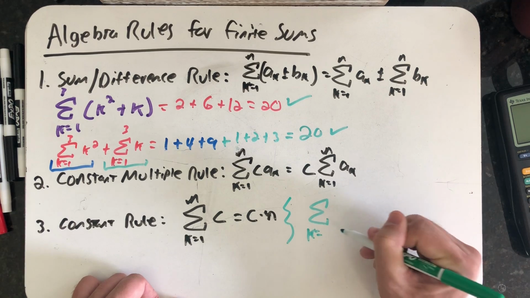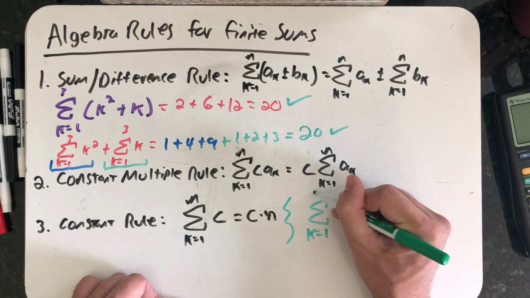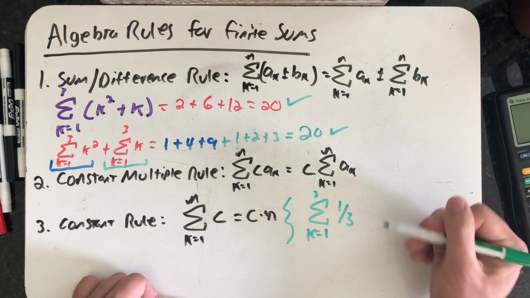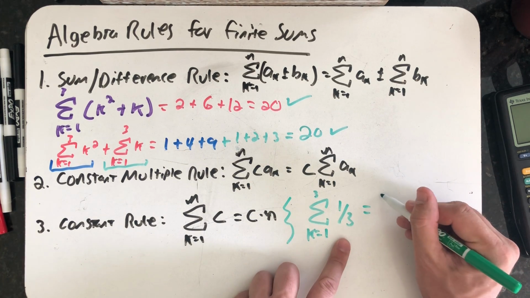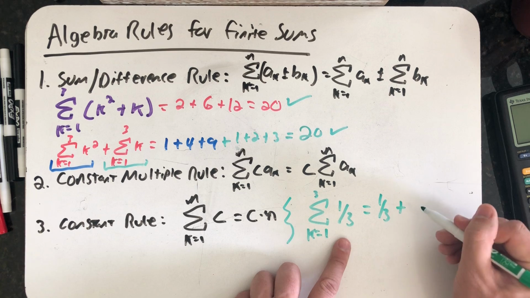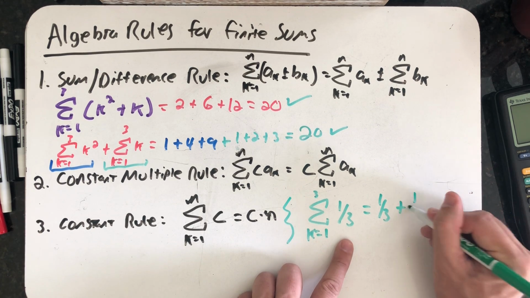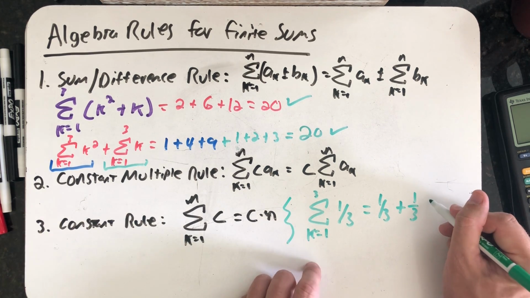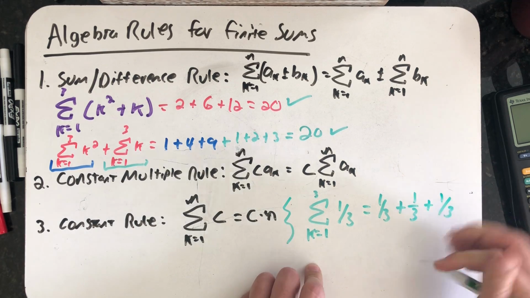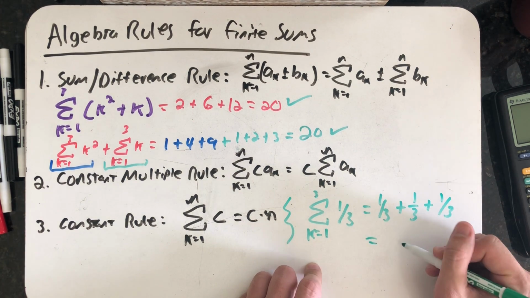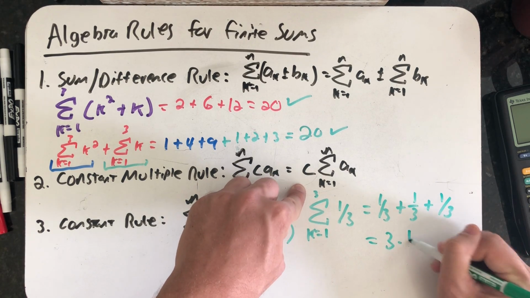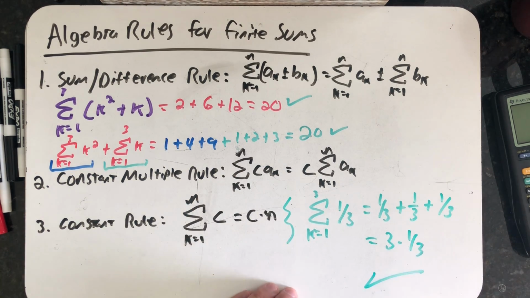So let's just look at a pretty easy example. Let's say I add 1/3 to itself 3 times. When k is equal to 1, I get the constant 1/3. When k is equal to 2, I get the constant 1/3. And when k is equal to 3, I also get that constant 1/3. 1/3 plus 1/3 plus 1/3 is 3/3. Well, that's n times 1/3. And so the constant rule seems to work as well.